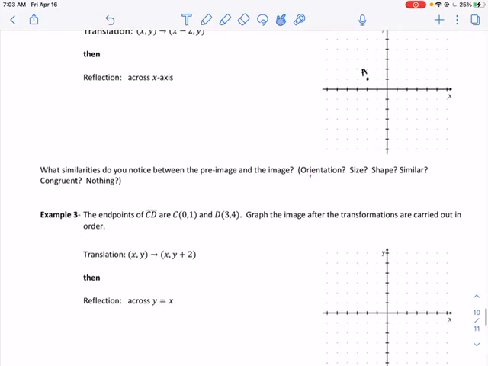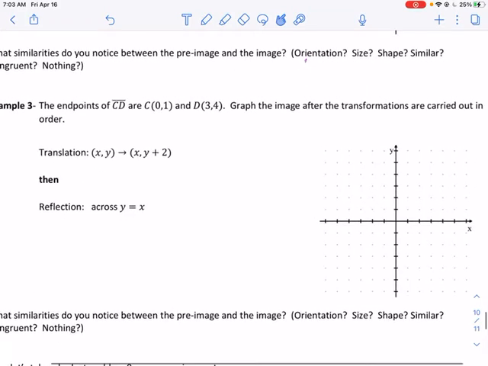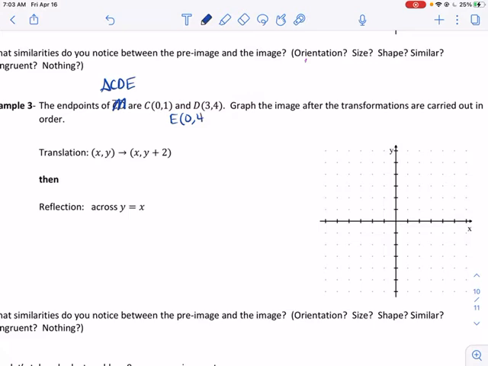We're going to do example 3. And I'm actually going to change this a little bit. Rather than having only 2 points, we're going to add in a third. We're going to make a triangle. We still have C and D, but we're also going to have point E. It's 0, 4. So we're going to graph the pre-image, and then we're going to graph the image after each transformation that it says we should do. And it says we should do a translation and a reflection. So just keep in mind, if you're trying to do this on your own, I would recommend reviewing what translations and reflections are and how to do them, because that is very helpful.